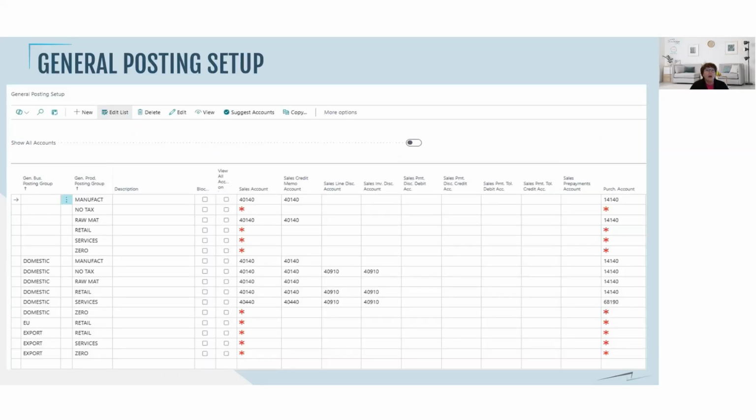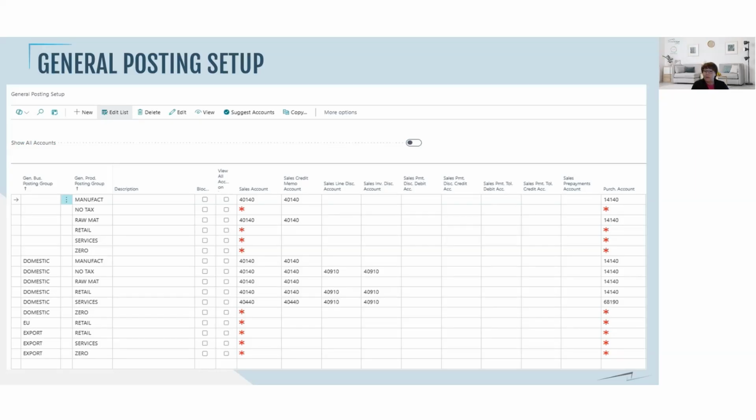When we put those combinations together of the general business posting groups and the general product posting groups, so on that far left side, that's our general business posting groups. So we identified what types of customers or vendors these are, whether it was domestic or European or export. And then we have the general product posting groups. So the what are we selling? And so the combination of those then drives what is our sales account and what are all the related other accounts that are impacted in that transaction.